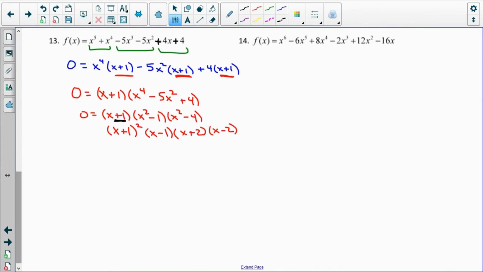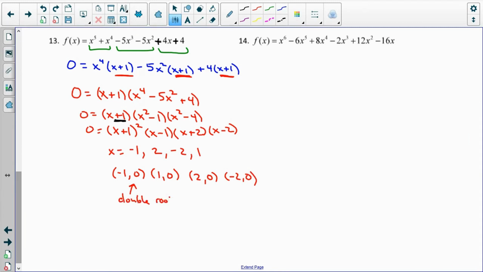So my x-intercepts are at negative 1. It's a double root. 2, negative 2, and positive 1. I know I didn't write those in any particular order. So negative 1, 0, 1, 0, 2, 0, and negative 2, 0 are my x-intercepts. And again, this one would be a double root.